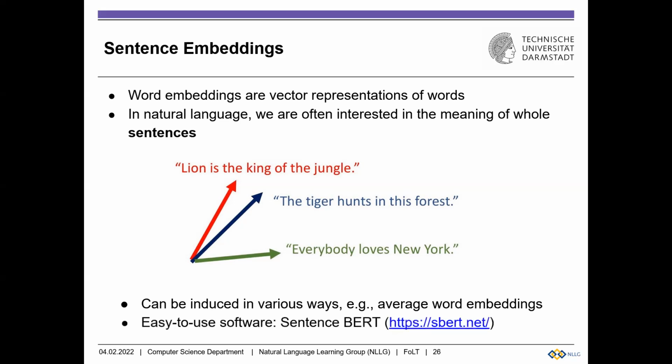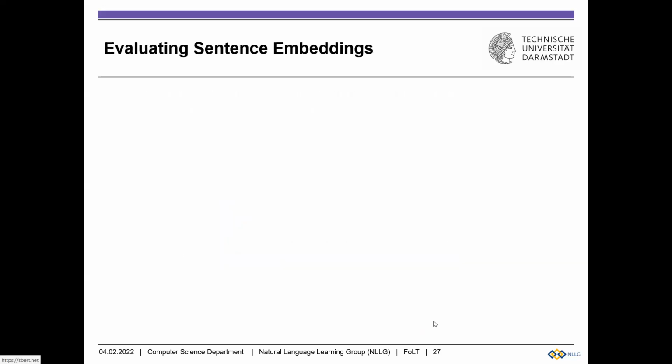There is also some easy to use software which is based on BERT. It basically just averages BERT embeddings. So it averages contextualized embeddings, which is smarter than averaging word embeddings because the order of words is somehow preserved. And this nice to use software is called SBERT, and it's given at this link here.